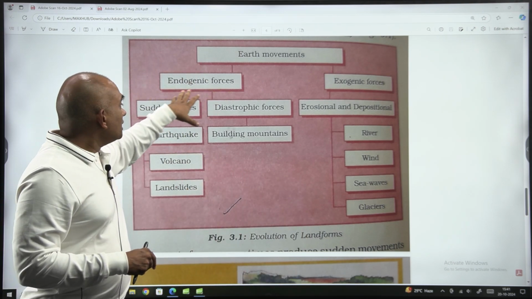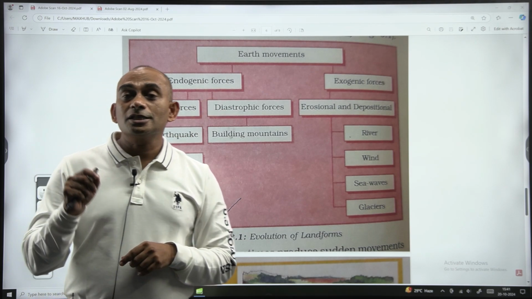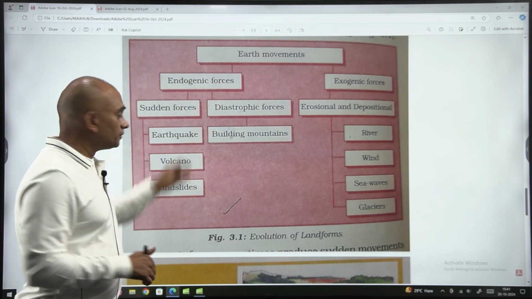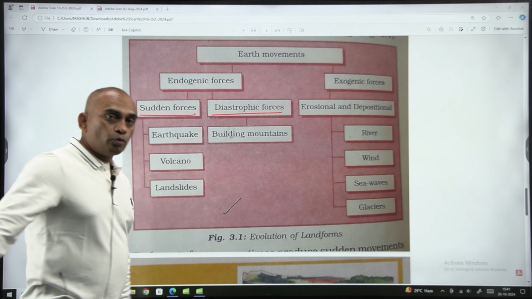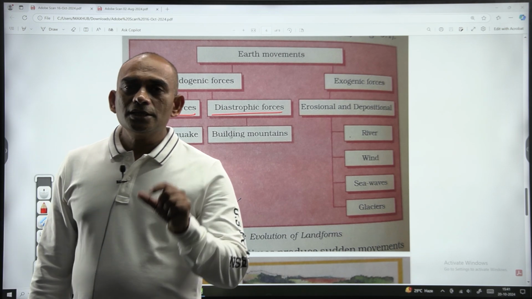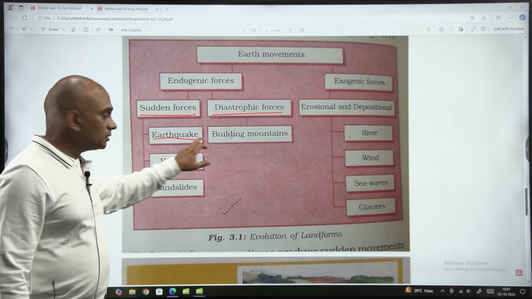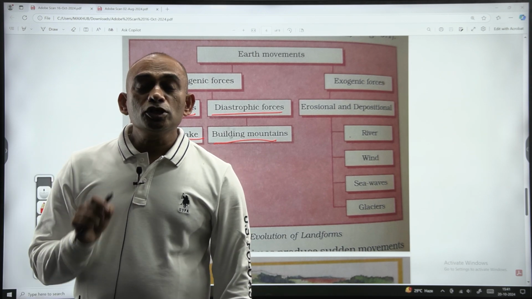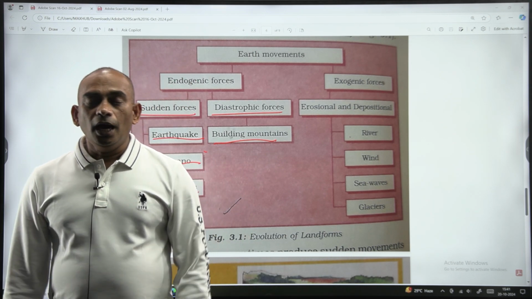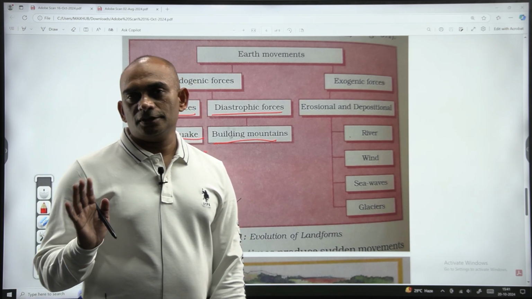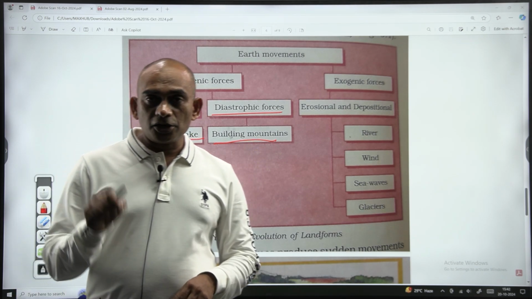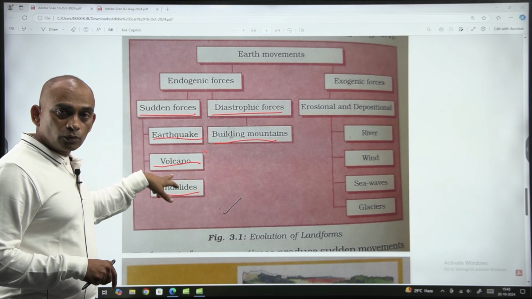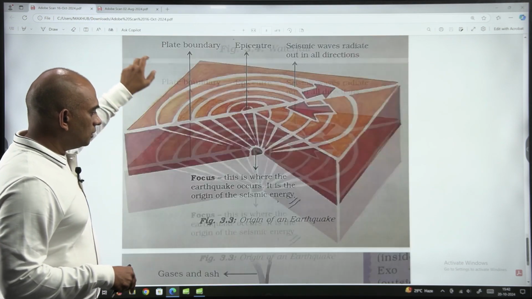These endogenic forces are responsible for two types of movements: sudden movement and slow movement. Sudden movements cause earthquakes, volcanic eruptions and landslides. Slow movements are responsible for mountain building activity, and mountain building takes place over millions of years, so that is a slow process. In this chapter, we are going to discuss two sudden movements: earthquake and volcano. Let us see one by one.